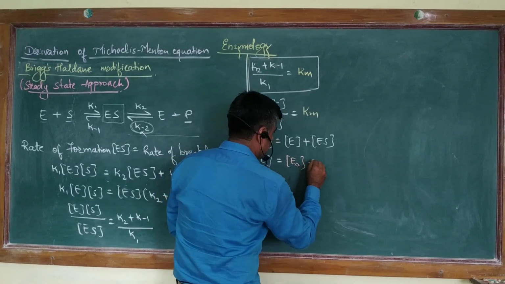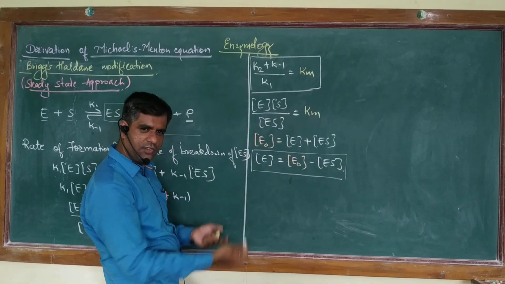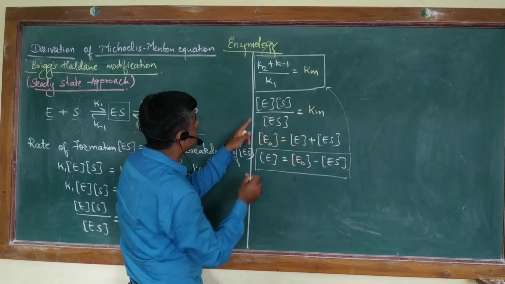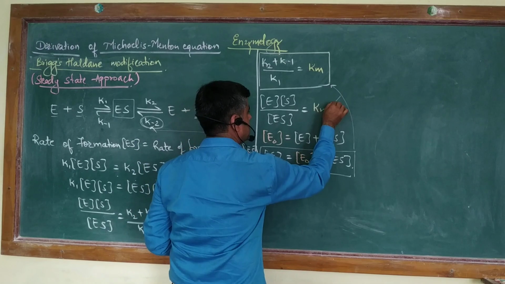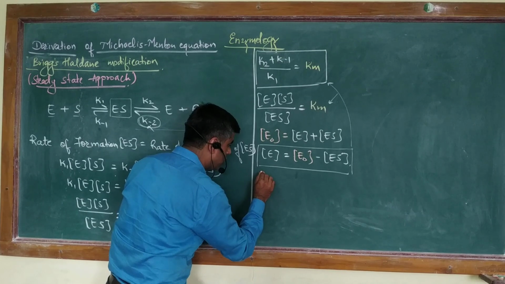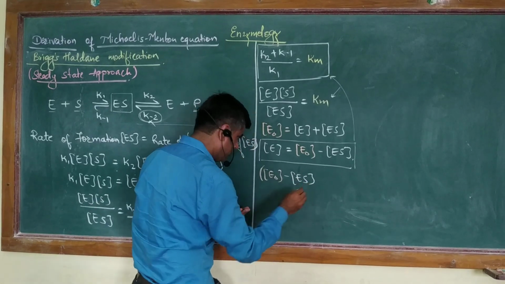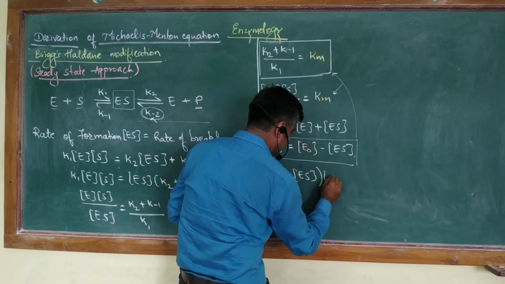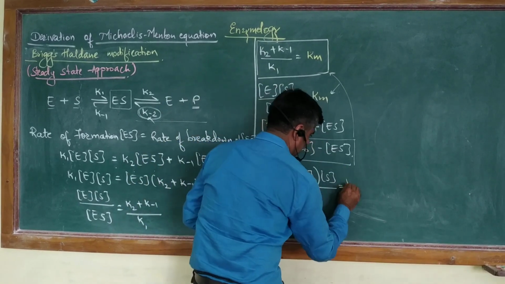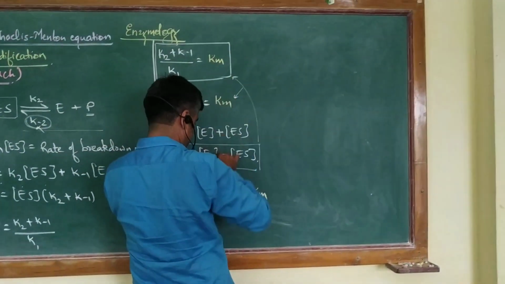minus your ES, right? Now similarly, as we substituted the value of E, further derivations are going to be similar. I will substitute this value here, in this particular equation. So here we have E0 minus your ES, right? Be with me, into your S whole upon your ES, which is given by your Km. Right? Now I take this ES there, open the bracket.